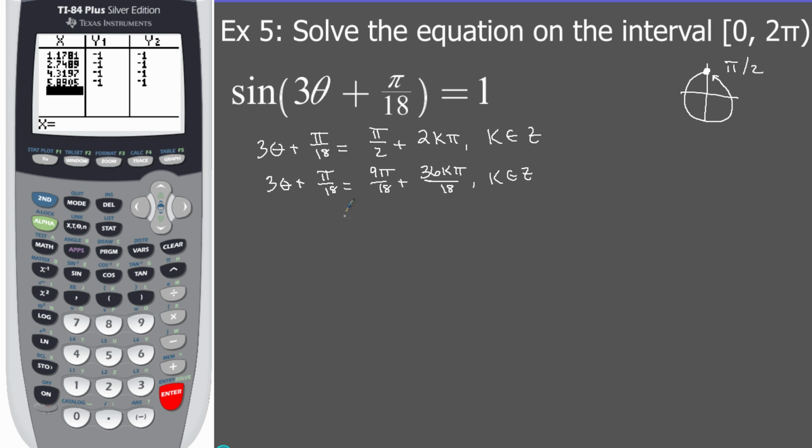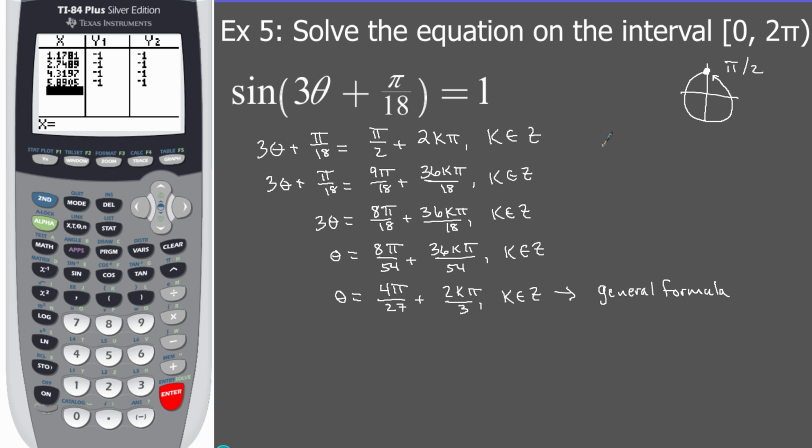Next, when I subtract pi over 18, so now I'm going to have 3 theta equals 8 pi over 18 plus my 36k pi over 18. And again, k is going to be in the set of integers. Now the last thing I'm going to do is go ahead and divide everything by 3. So when I do that and then I reduce, I end up with theta equal to 4 pi over 27 plus 2k pi over 3, where k is an element of the set of integers. That's going to be my general formula.